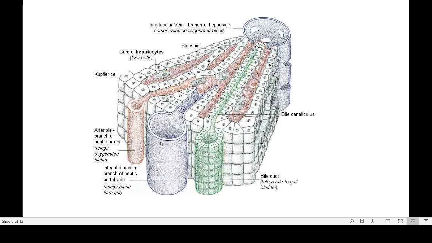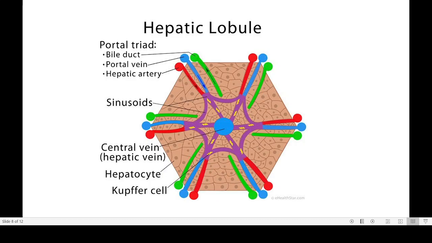So one artery, one vein, and one bile duct are placed together, and together they are known as the portal triad. This portal triad is usually located at each corner. So this is a hexagonal shaped structure. At each corner of the hexagon, we can find a portal triad.